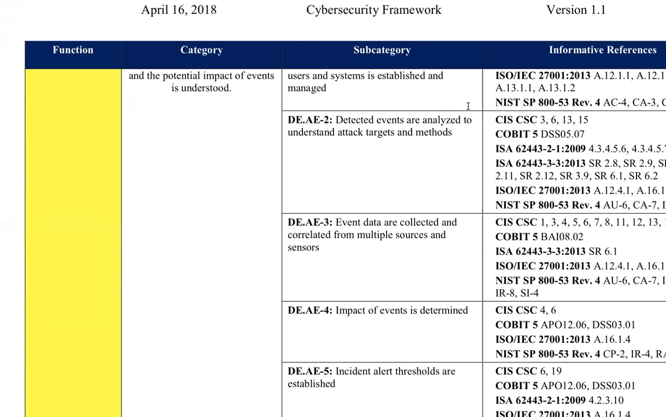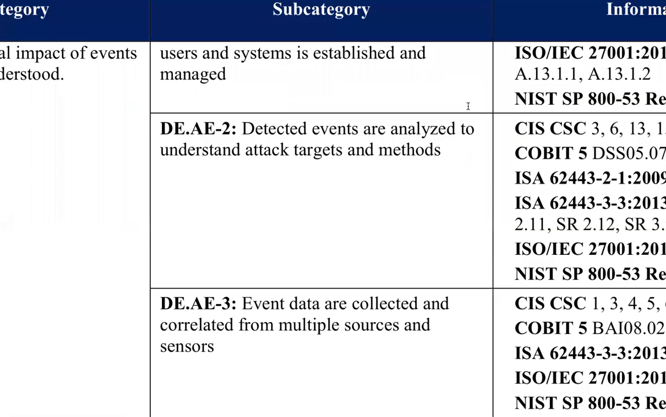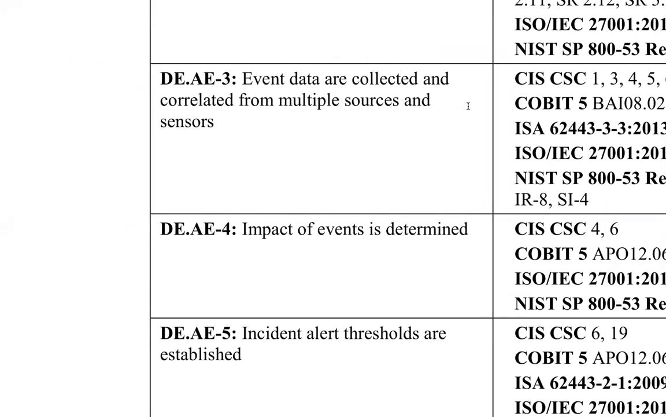Next, we're going to look at AE-3. I'm going to blow this up a little bit. Event data are collected and correlated from multiple sources and sensors. What's kind of funny here is I like the way data is plural there. This is just a crazy little tick of mine. I love grammar. Data is in plural form there. But other than that, I'm crazy. Forgive me.